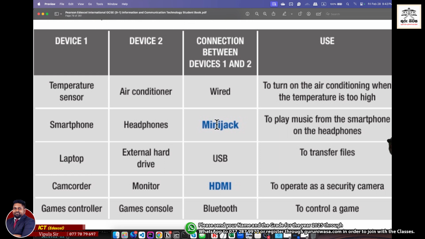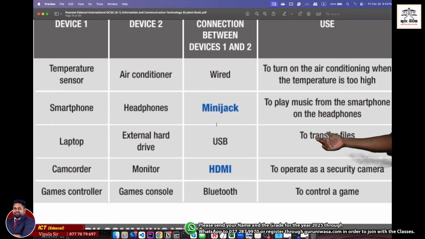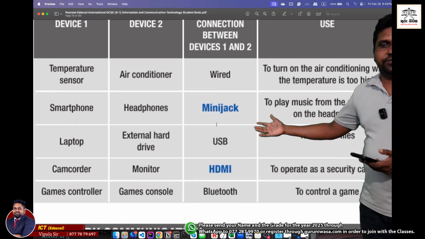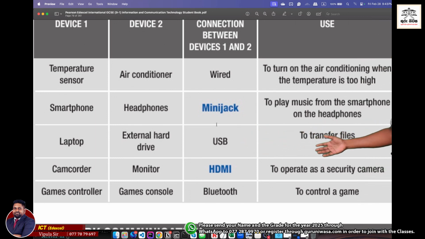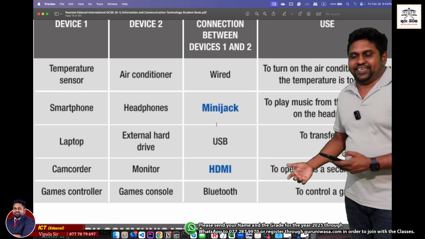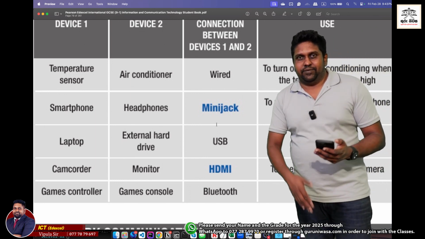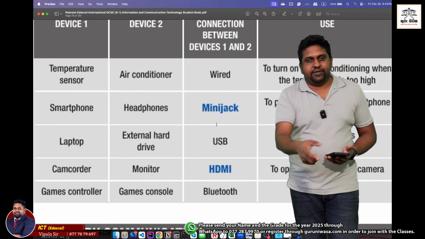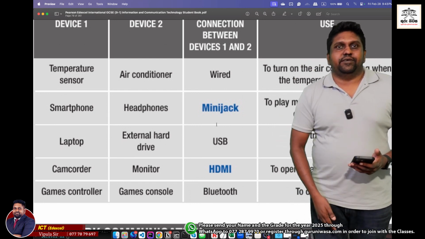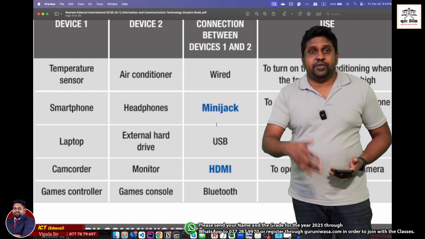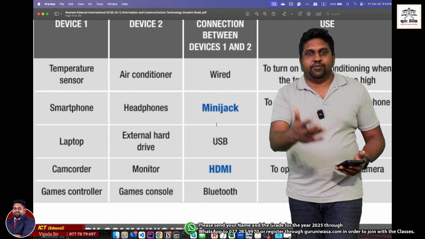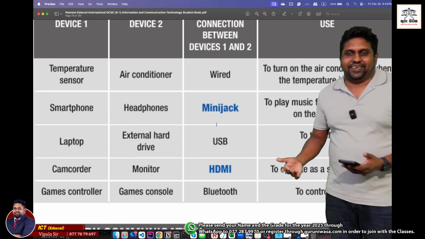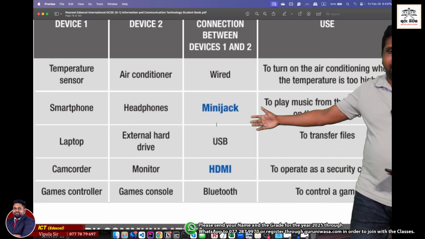Then a laptop's external hard drive, you know how it works. Camcorders and monitors, yes, you just connect them with an HDMI cable, and you can use that as a security camera, or you can basically use it to watch the details, right? Even at this point, I'm using a Sony camera as my primary device, so that is connected through a wire to the laptop, which is transmitting the digital signal, and out of that you guys can see me right in front of your screen, right?